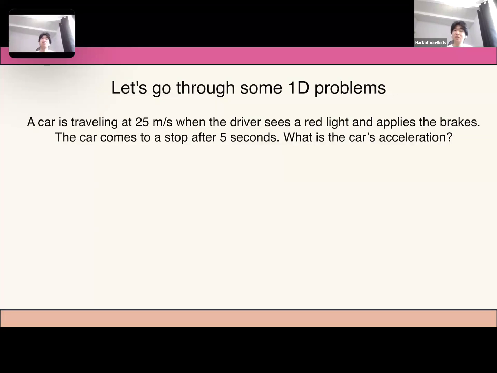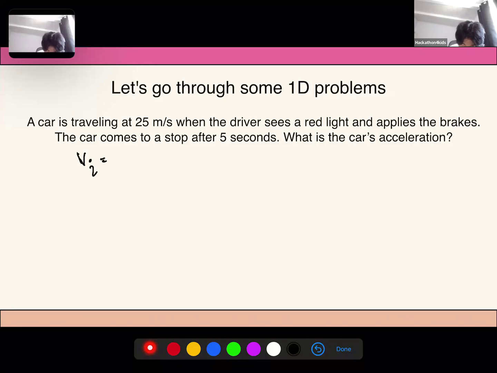So, a basic rundown of how to do 1D kinematic problems. Let's try to identify what we have first, okay? A car is traveling at 25 meters per second. That is our initial velocity, so we know that. Our initial velocity is 25 meters per second. The driver sees a red light and applies the brakes. The car comes to a stop after 5 seconds. So we know the duration, we know the time. So time, delta t, is equal to 5 seconds.